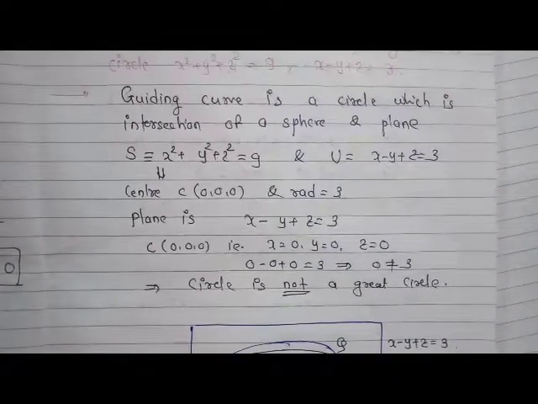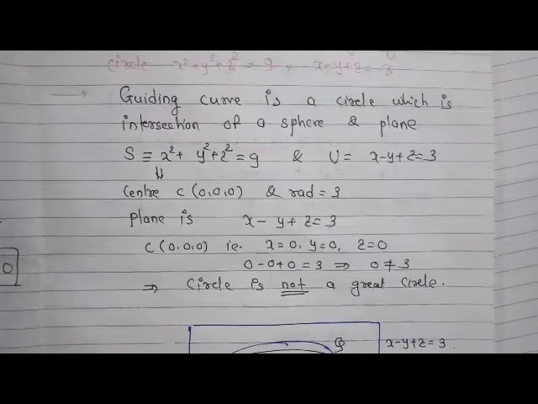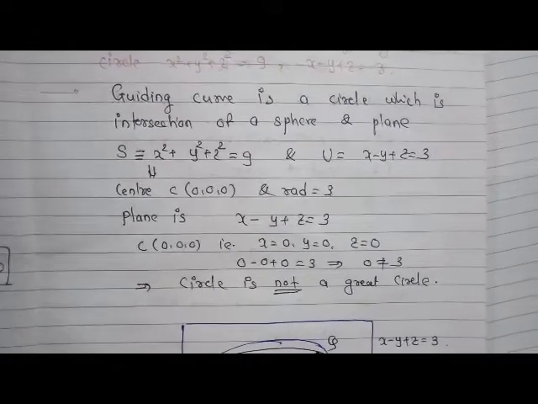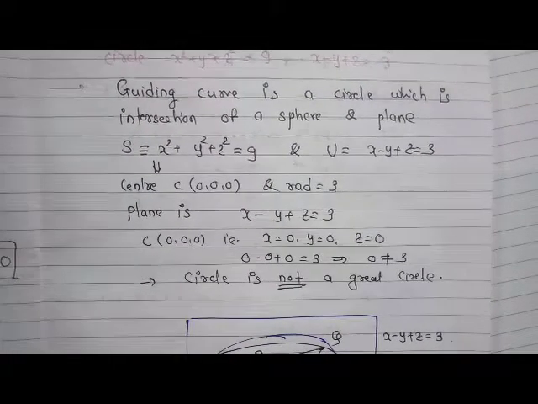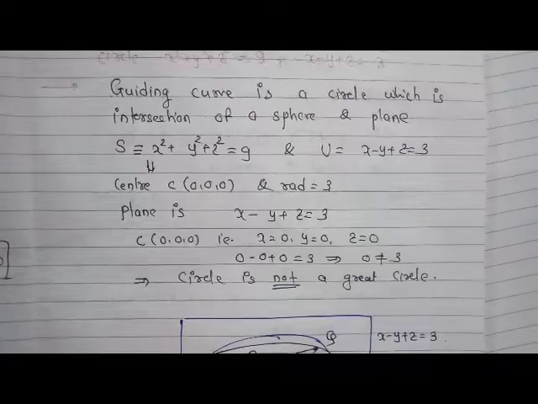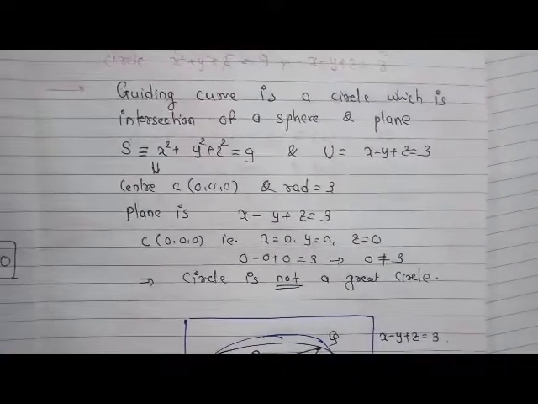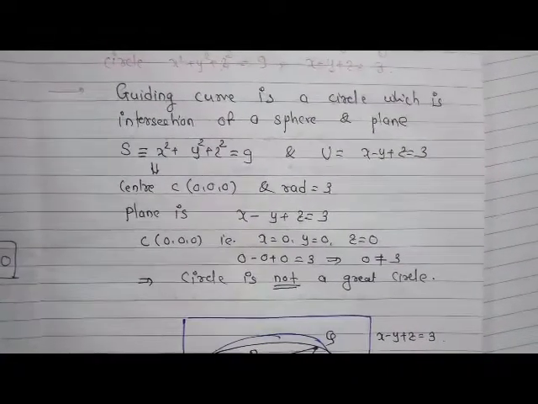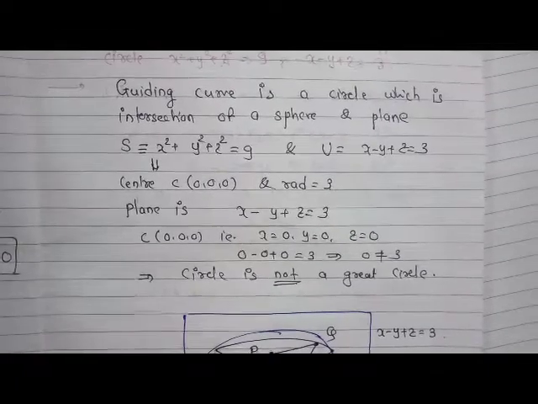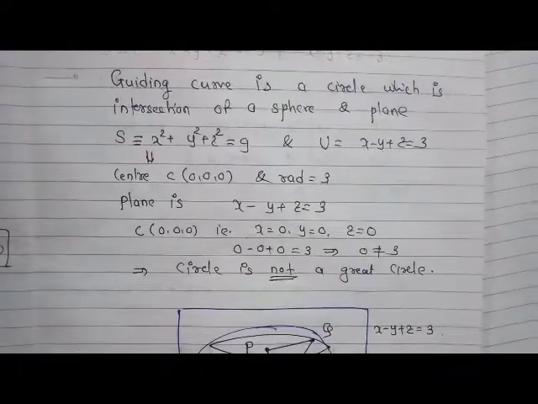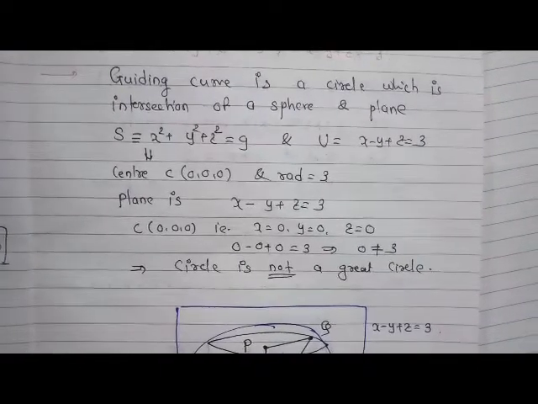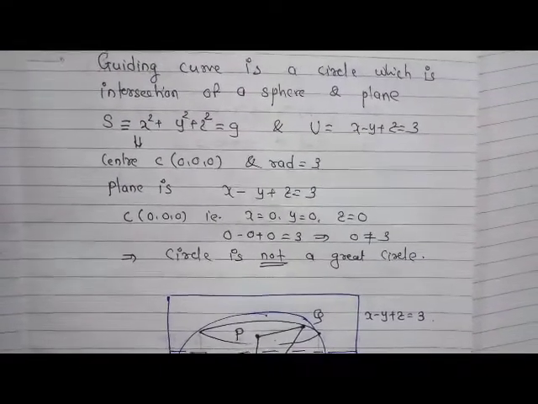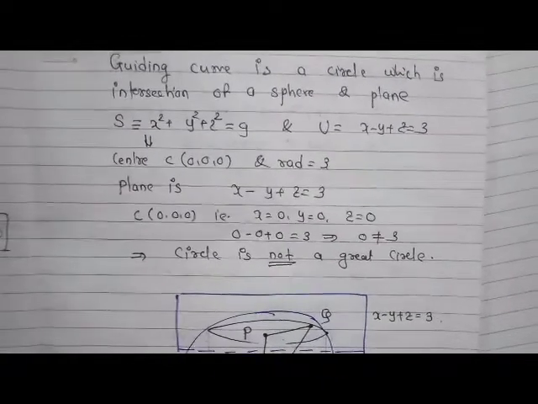Now we want to check whether the center of the sphere lies on the plane, and if it does, the circle will be a great circle. And if it is a great circle, the center and radius of the sphere and circle will be the same, and in that case solving the example will be very simple. So first we'll check whether it is a great circle or not. The center of the sphere is at 0, 0, 0. Substitute x equal to 0, y equal to 0, z equal to 0 in the equation of the plane. We get 0 equal to 3, which is not possible.